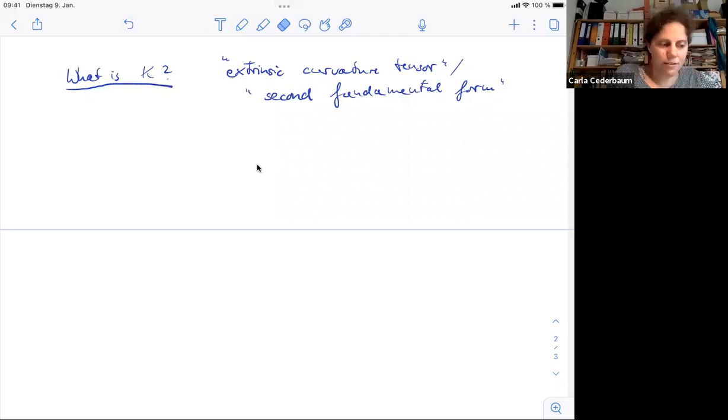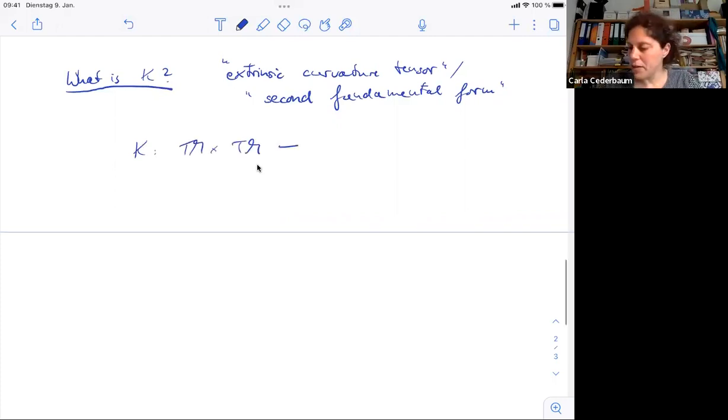And hence the definition of my second fundamental form tensor K, or extrinsic curvature tensor K, is to take two vectors tangent to my hypersurface M, which go into R.